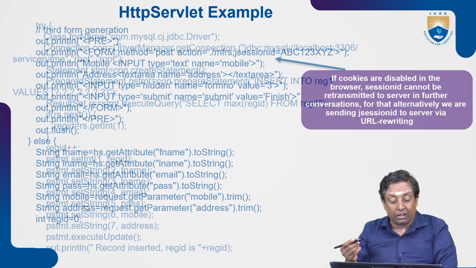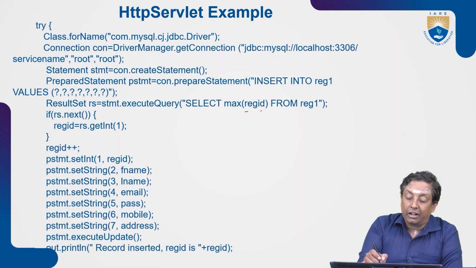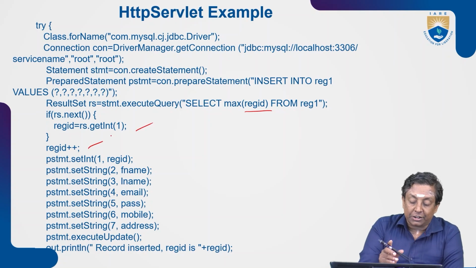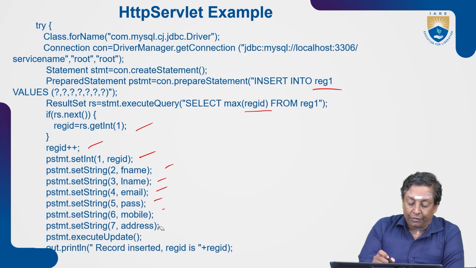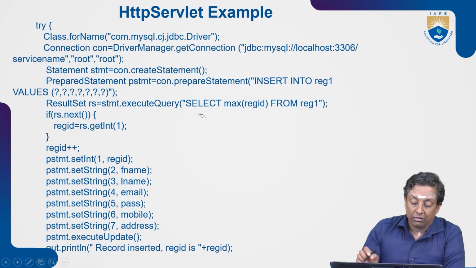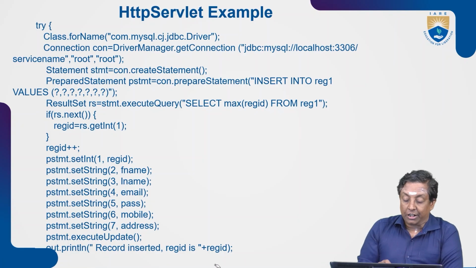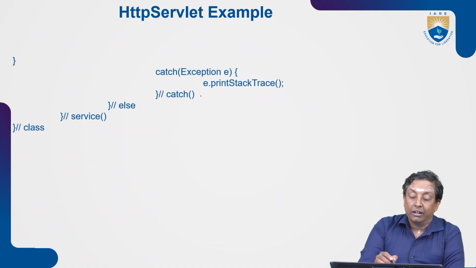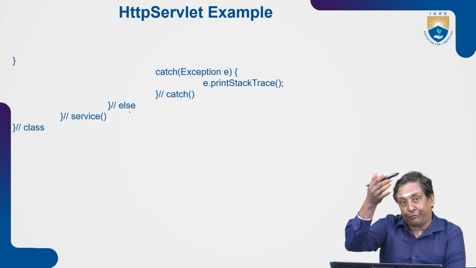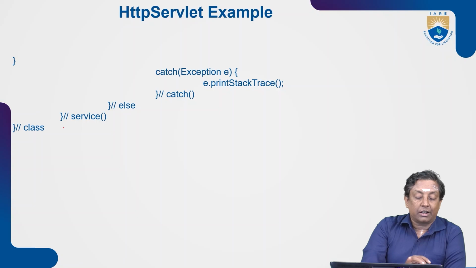Finally, using JDBC code, we are generating the registration ID, getting the last value and incrementing by 1. With the registration ID, first name, last name, email, password, mobile and address, we are storing the record into the registration1 table. Finally, we are sending a response to the client saying that a record is inserted, with the registration ID and so on. The catch block is closed because this entire JDBC code is enclosed in a try-catch block. This is the else block of the service method.